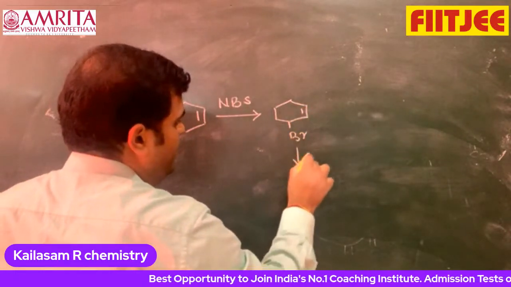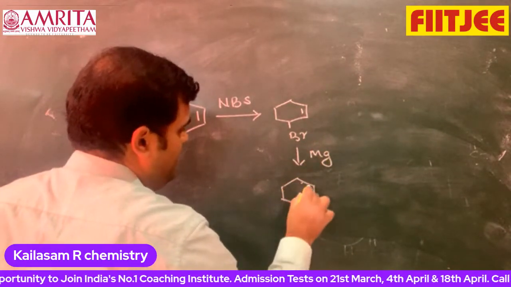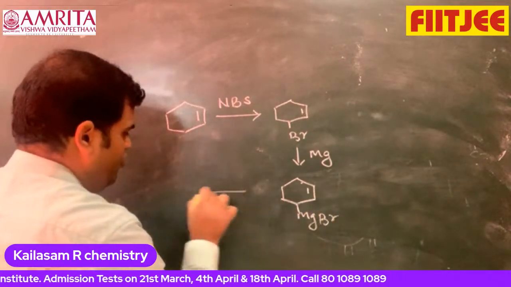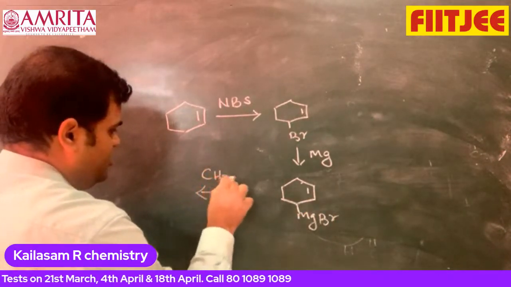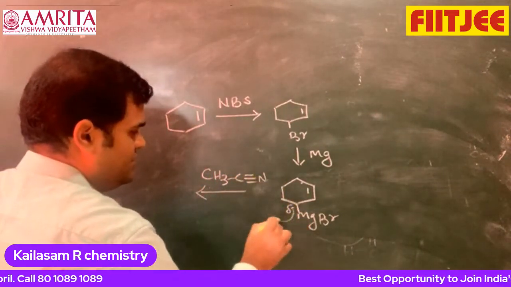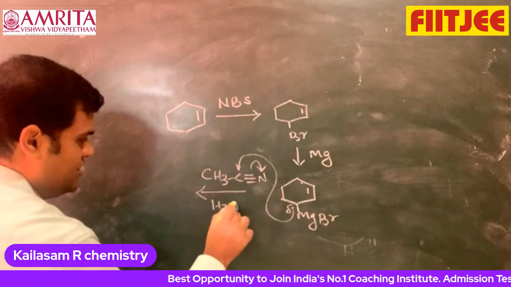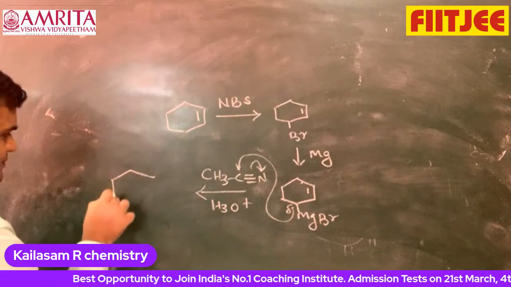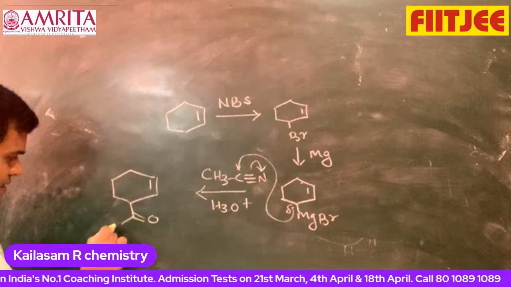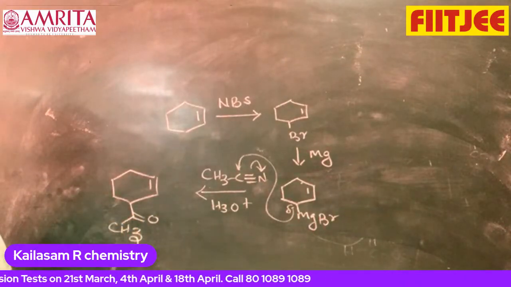Now I am using Mg. So what I am going to get is MgBr. Now if I use CH3C triple bond N, I can say delta minus. At that position the bond breaks, followed by H3O plus. That's all I have written. My question: does this molecule undergo the iodoform reaction?